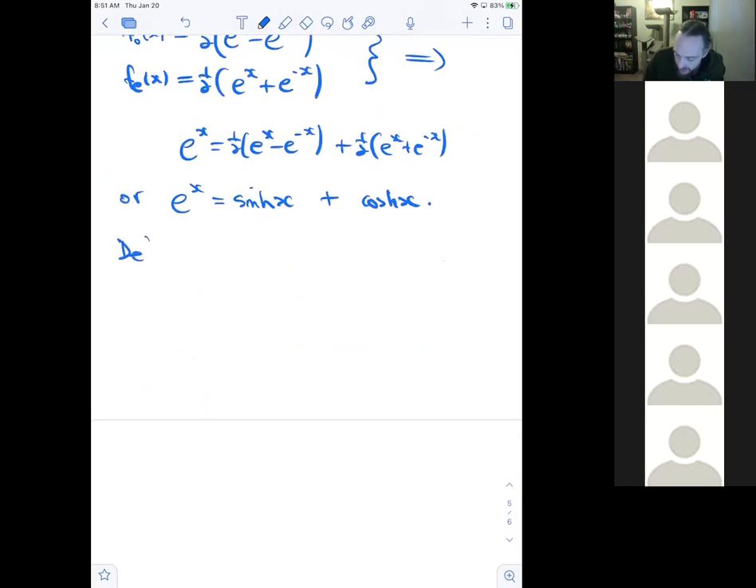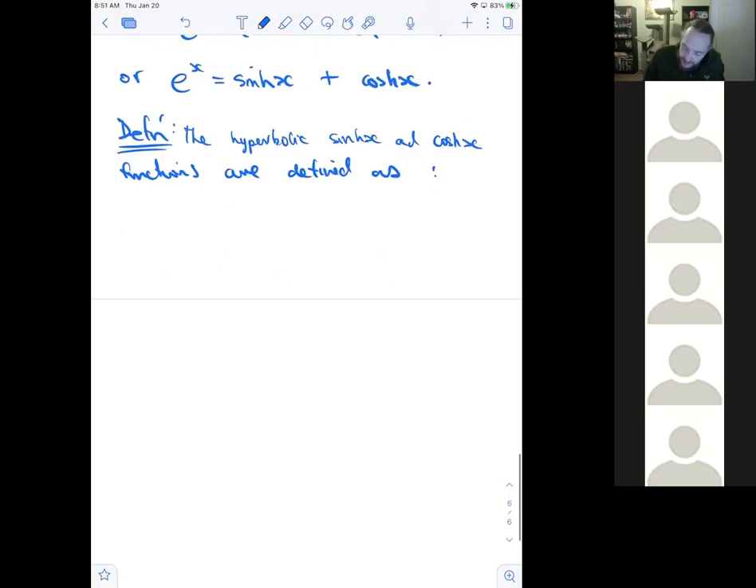So definition, most books will just start with this and just throw it at you. Hyperbolic sine and cosine functions are defined as sine hyperbolic x is just 1/2 e to the x minus e to the negative x, and cos hyperbolic x is equal to 1/2 e to the x plus e to the negative x.